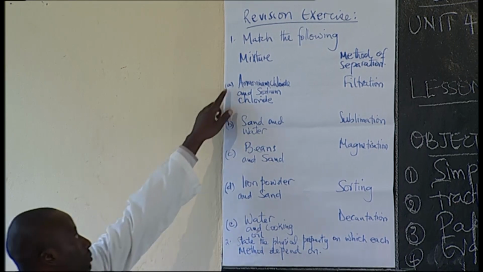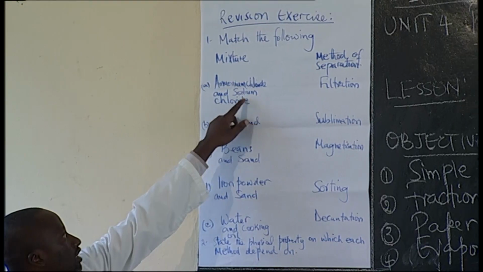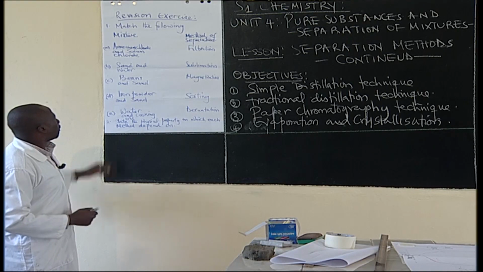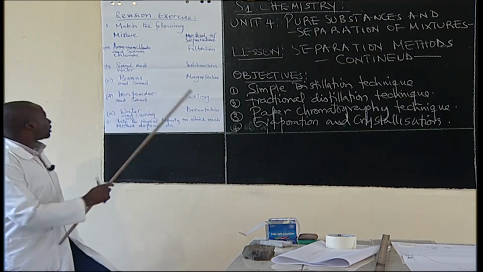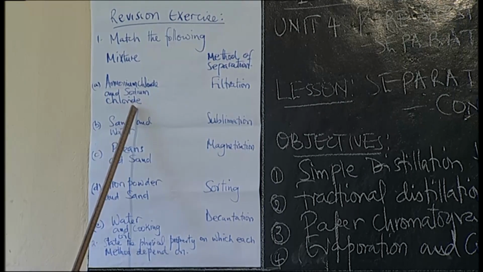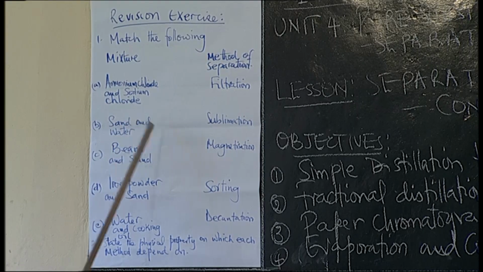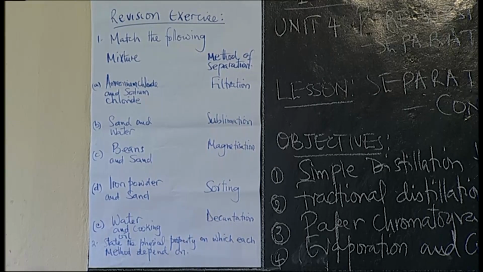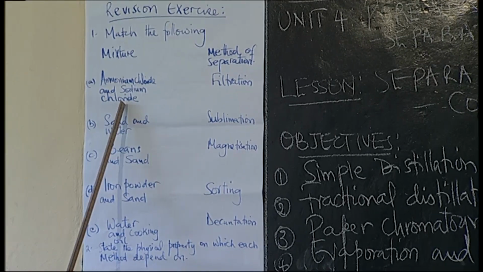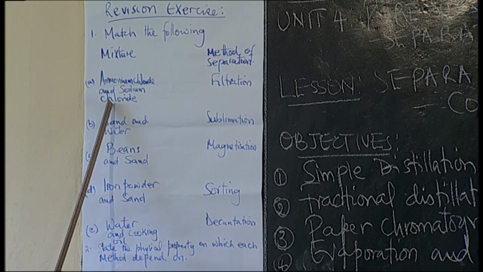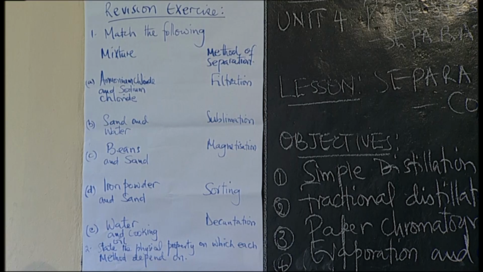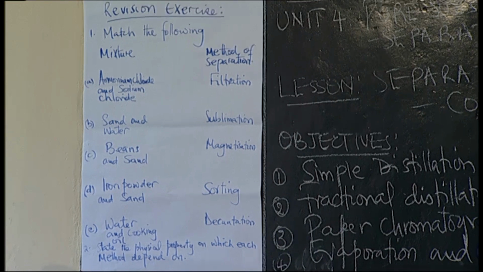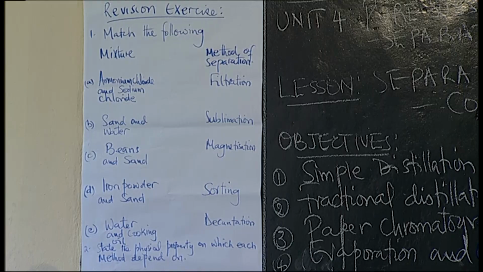When we look at part A, it is ammonium chloride with sodium chloride. Ammonium chloride with sodium chloride. And then we're asked to look at the methods among all these methods that are used, and see which method we match this one with, the method that can be used to separate this mixture. I'll just give you a few seconds to do that.